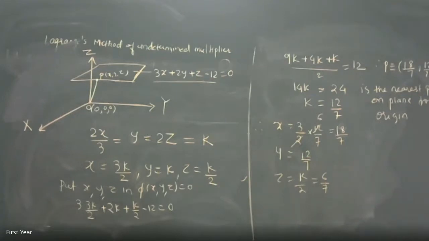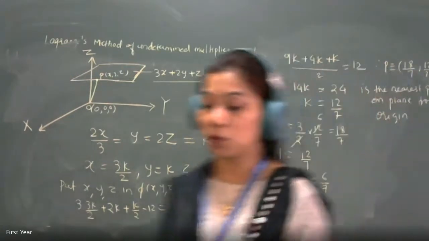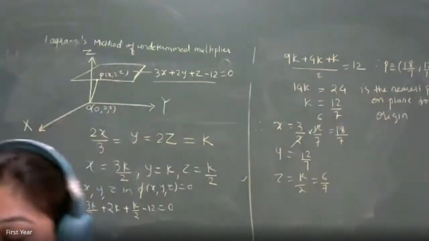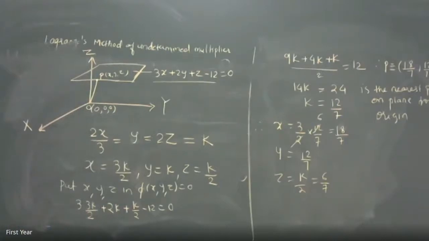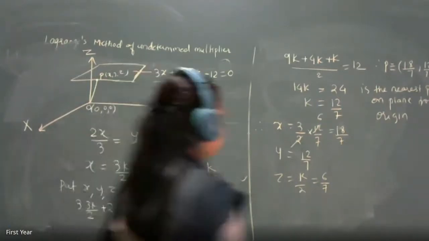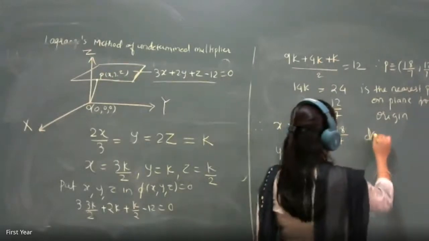So is it clear what is the use of this Lagrange's method? We can get the extreme value, or we can get the points which are nearest from the origin to the plane, and all those types of things we can solve. Now, one theoretical thing, and also find the distance that we have not found. The distance OP.